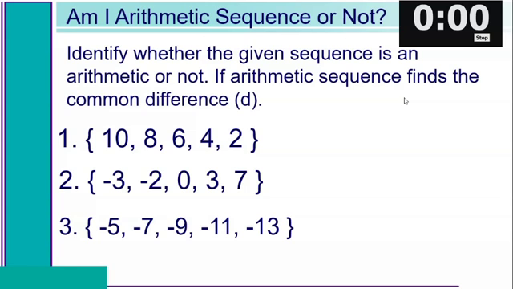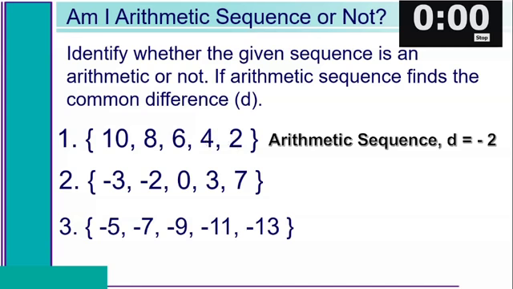Okay, so 1 minute is done. For number 1, we have 10, 8, 6, 4, and 2. The answer here is arithmetic sequence because the common difference is -2. If you look at the differences here, 8 minus 10 is -2, 6 minus 8 is -2, 4 minus 6 is -2, and 2 minus 4 is -2. So it is an arithmetic sequence.